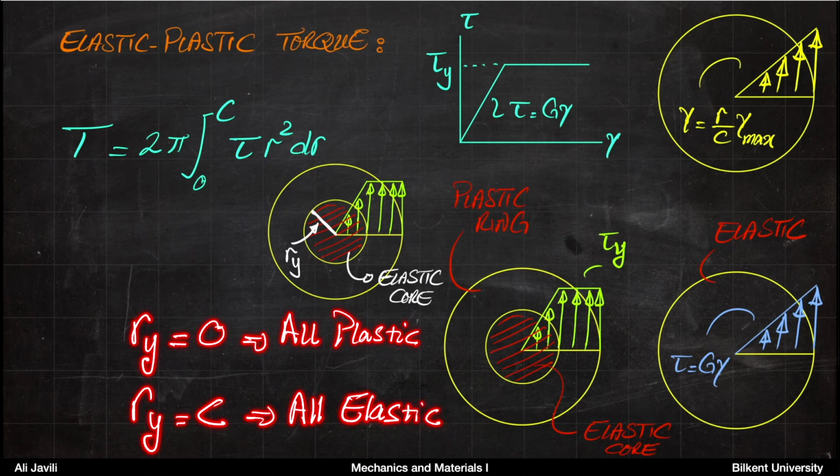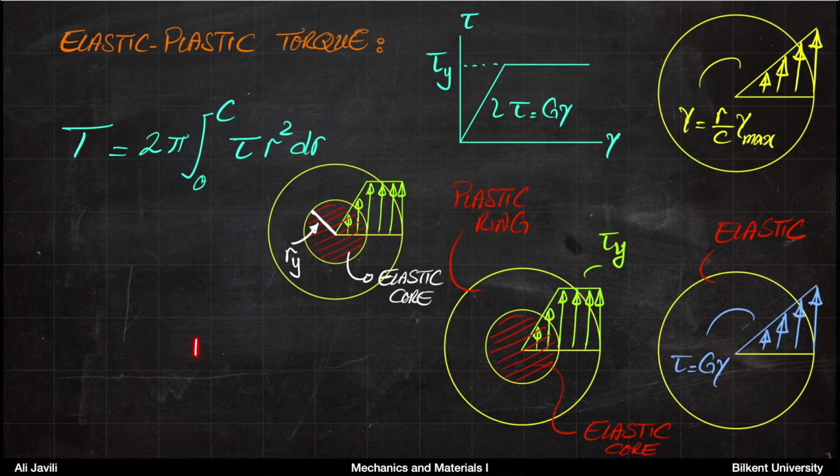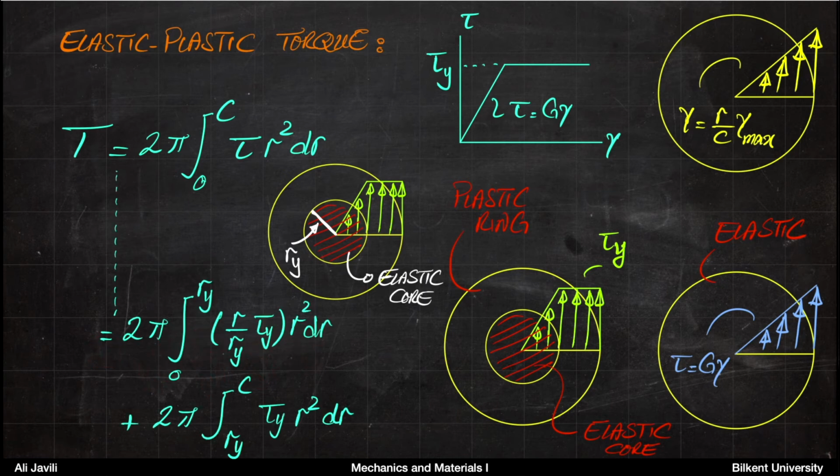So these two limits hold, but then usually we are just assuming that Ry is somewhere between 0 and C, and we want to know what happens then, so that you have an elastic core for the shaft. So if you do that, now the stress distribution within the elastic core and outside the elastic core is different. Outside the elastic core, in the plastic ring, you just have a constant stress that is tau y.